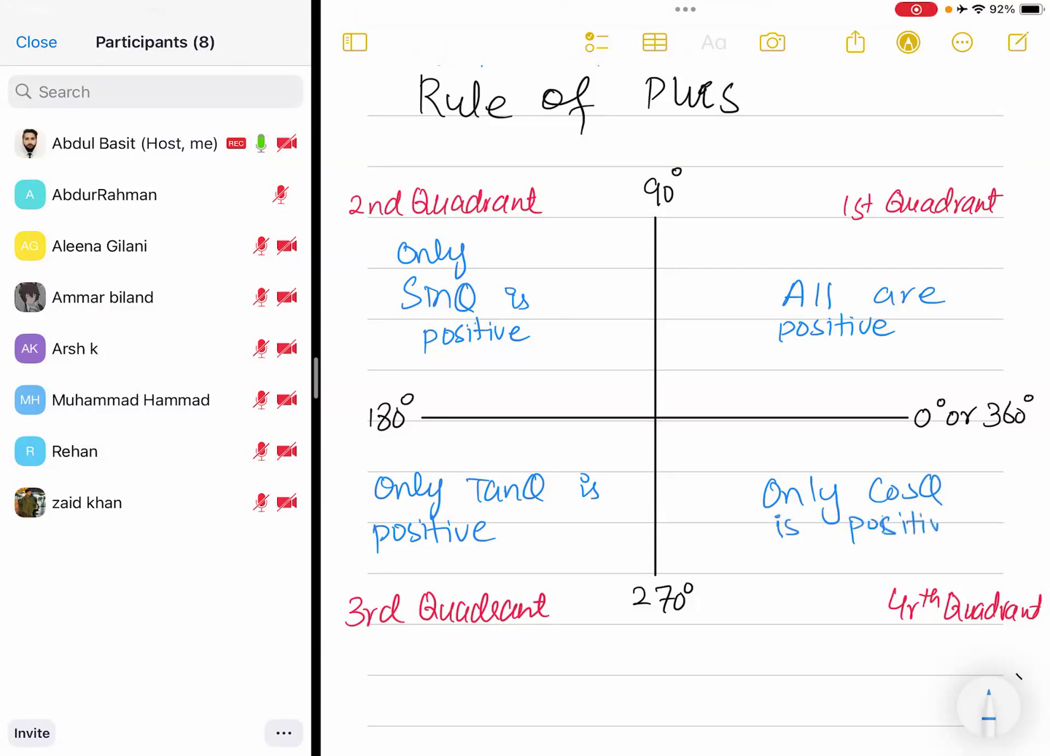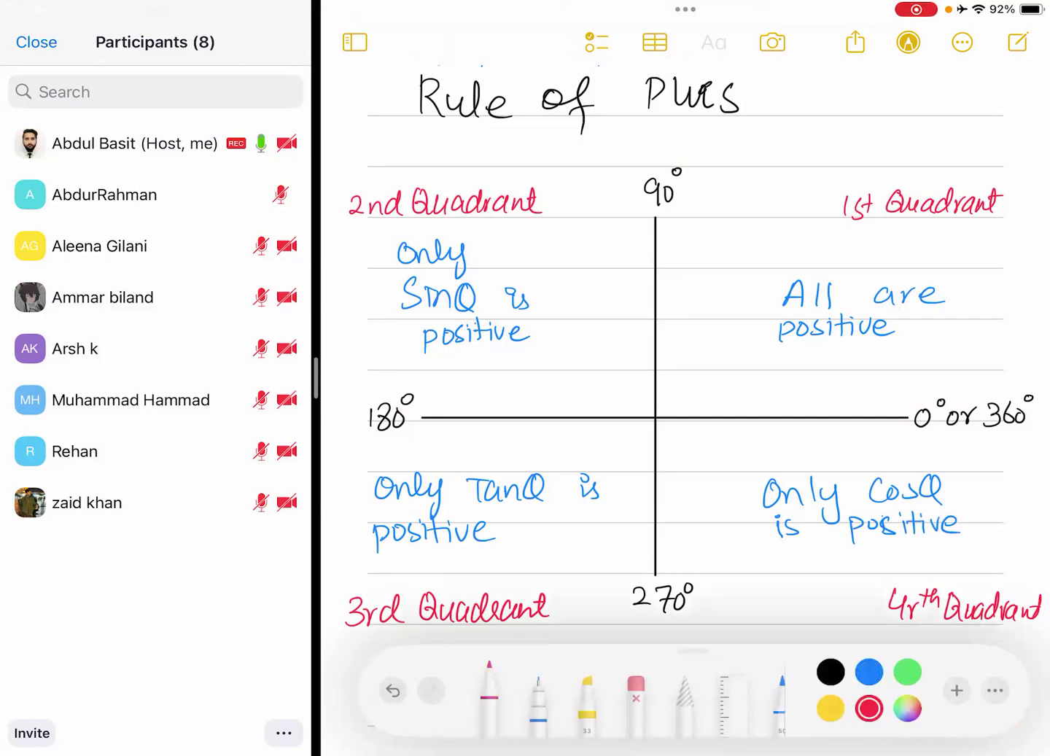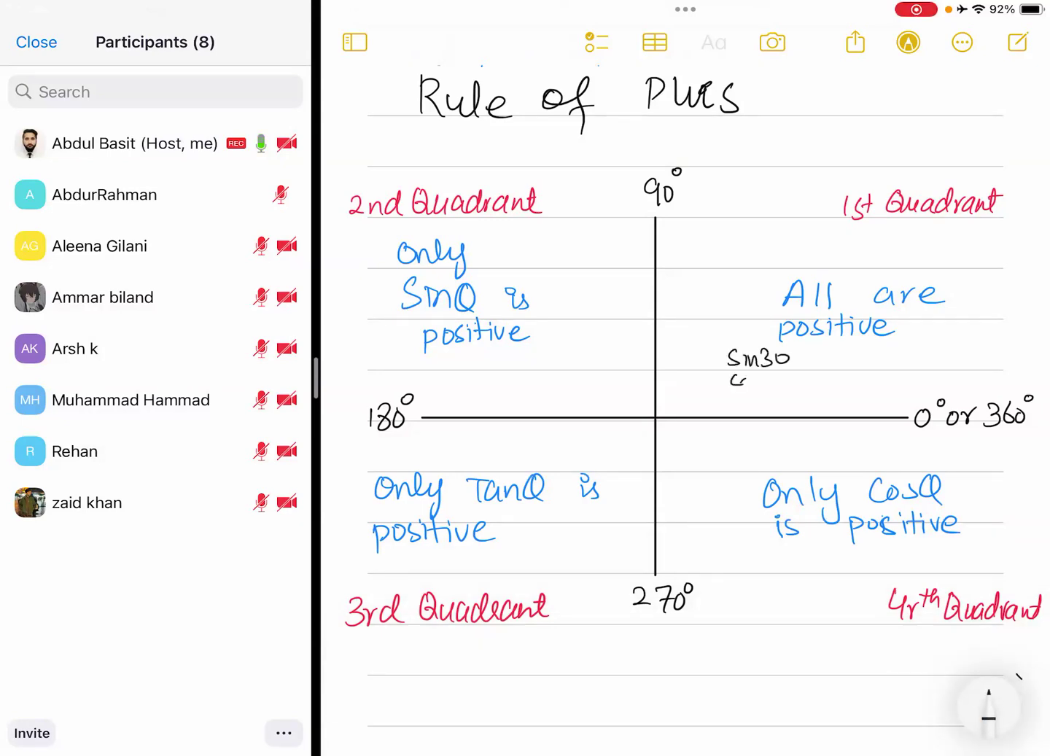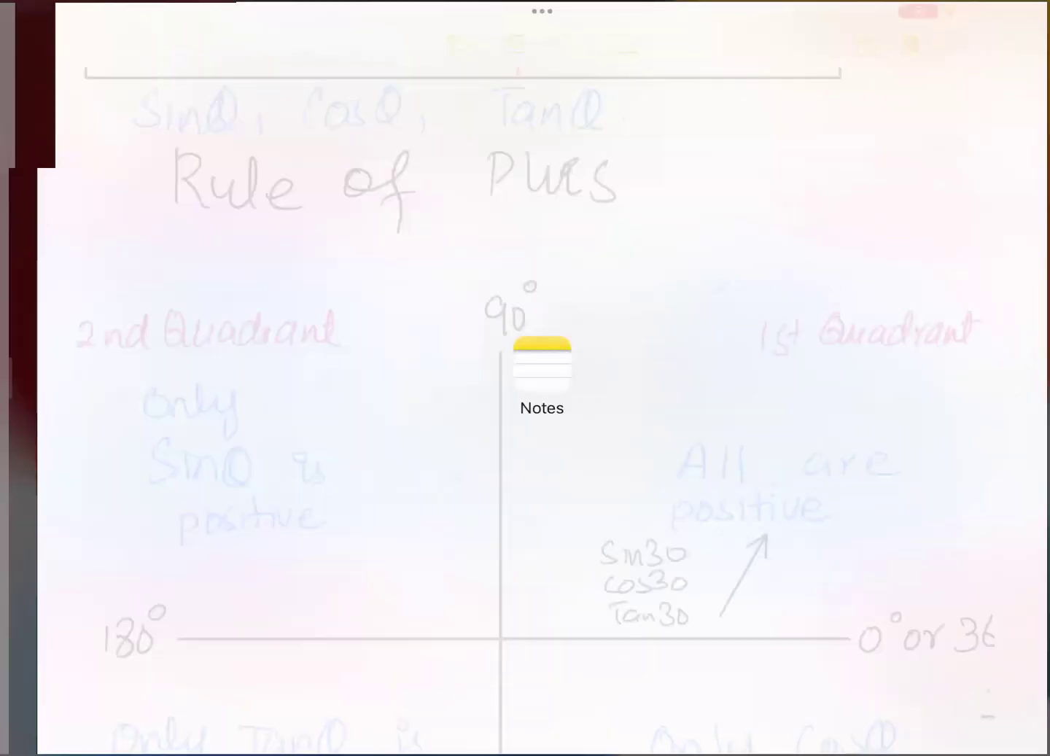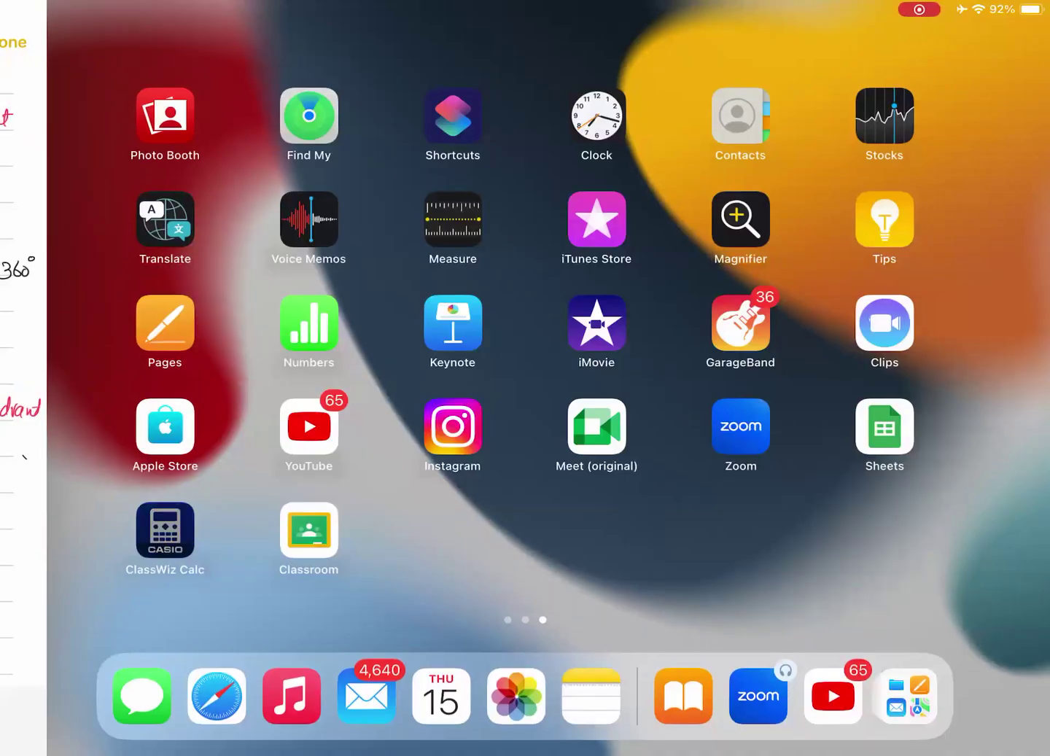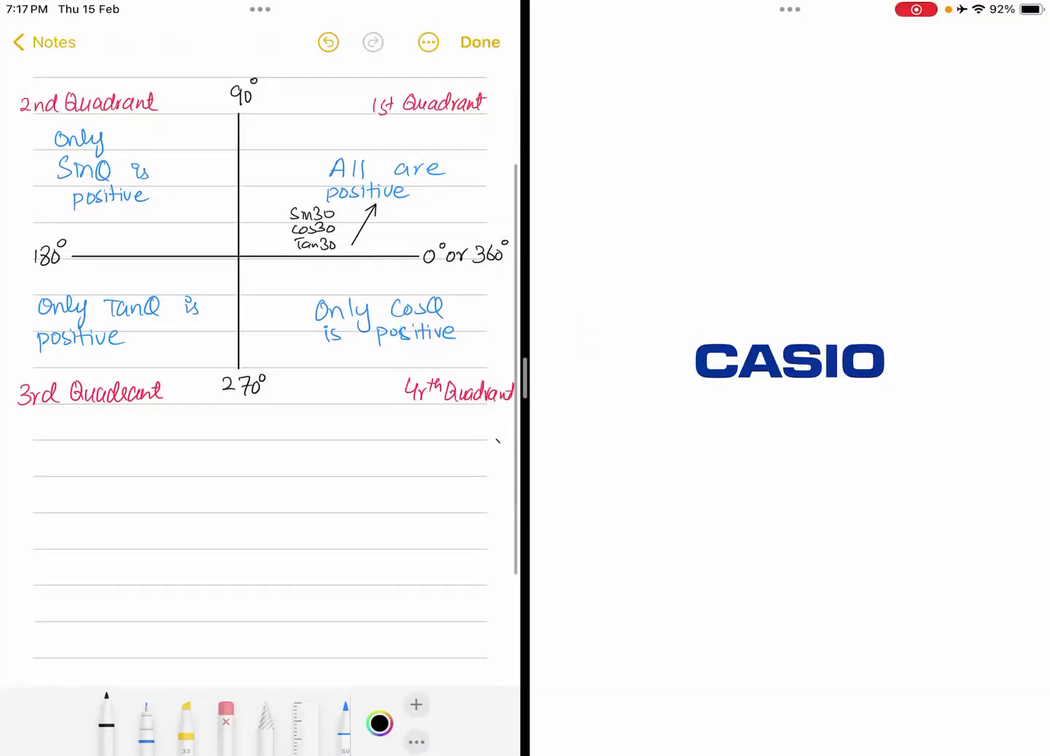What does it mean? It means that, beta, please hold your calculators and check the values of sine 30, cos 30, tangent 30. Check whether all are positive or not.